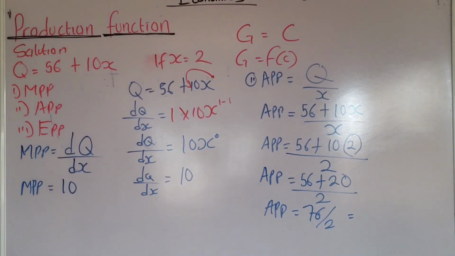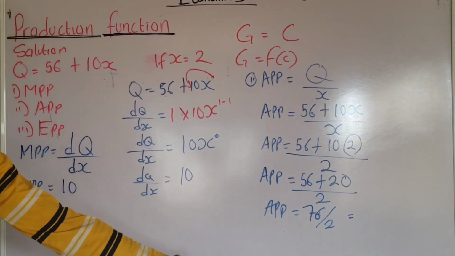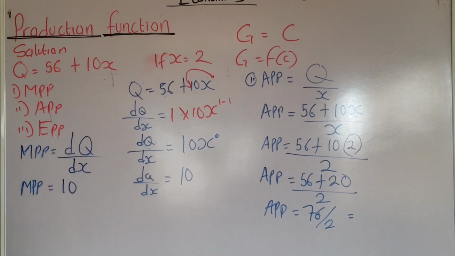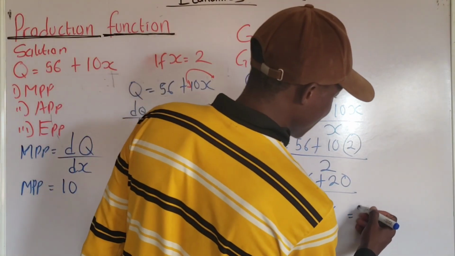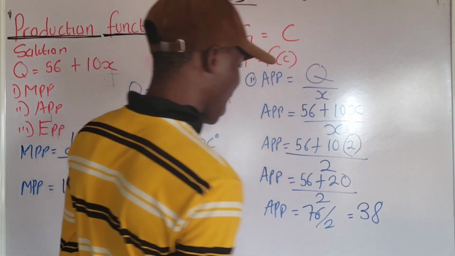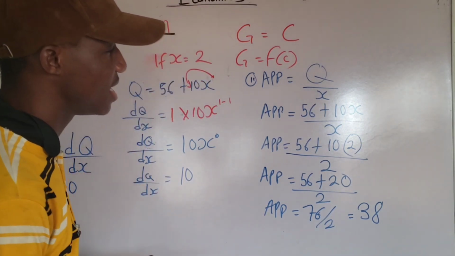I'm very sure you understood how I got to this point. It's very simple. All you have to do is just pay attention. If you didn't understand, reverse the video and listen to the explanation again. 76 divided by 2 is 38. So the average physical product is 38.